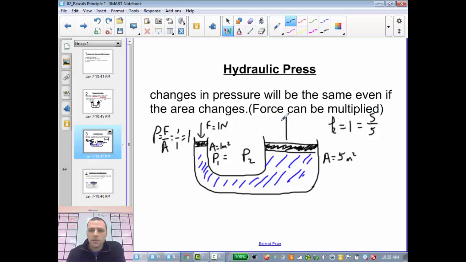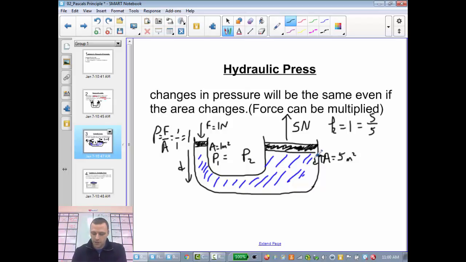So what we see is that applying a small force over a small area, the pressure is transmitted through the fluid. If you transmit it to a larger area, you can actually multiply the force. Now this comes at a cost, you should know. You would have to move this little part down a great distance only to get a small distance moving up. But you could multiply the force a great deal and lift something that's very heavy. And that's the principle behind the hydraulic press.